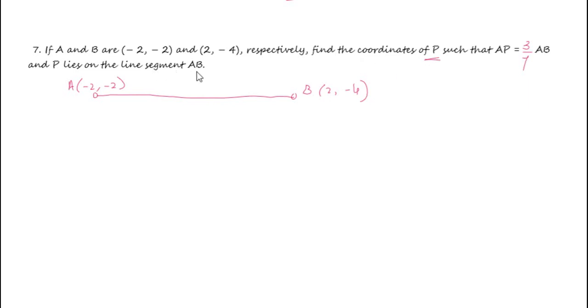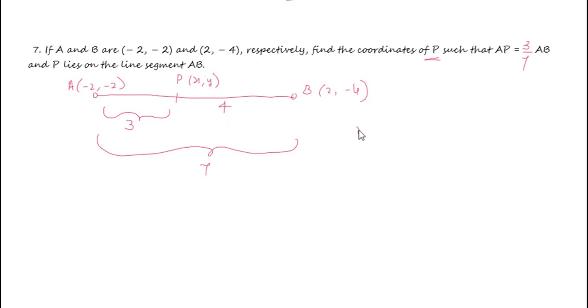P lies on segment AB. Now such that AP, so let us mark the point P. This is the point P whose coordinates we need to find out. AP equals 3 by 7 AB. This is AP. This is AB. That means if this is 3 parts, the entire thing is 7 parts. If this is 3 parts, that is AP, then PB is 4 parts.